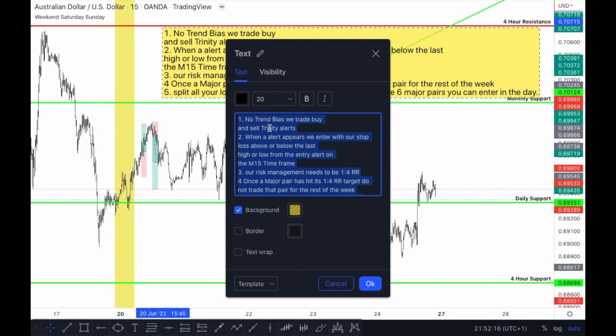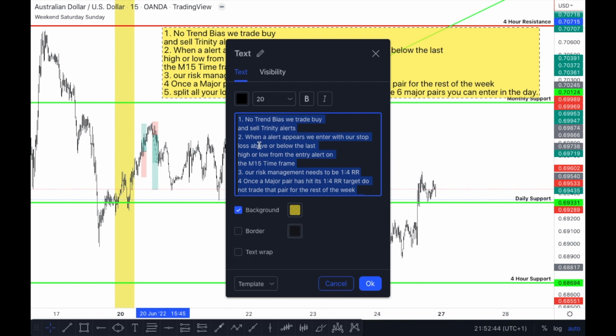So anyway, when we go into this, you can see the first rule is on the 15-minute time frame with 15-minute Trinity alerts, we are trading with no trend bias. That means we're taking buys and sells on any one of the 6 majors when it does appear on a Trinity alert. The 6 majors are AUD/USD, EUR/USD, GBP/USD, USD/CHF, USD/JPY, and USD/CAD.